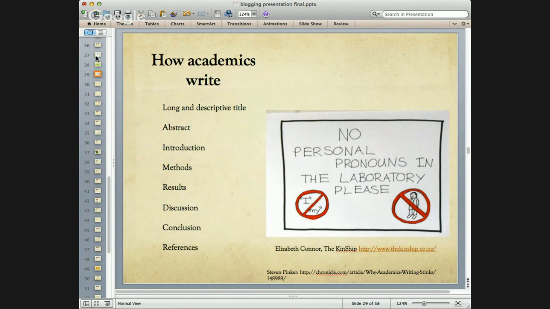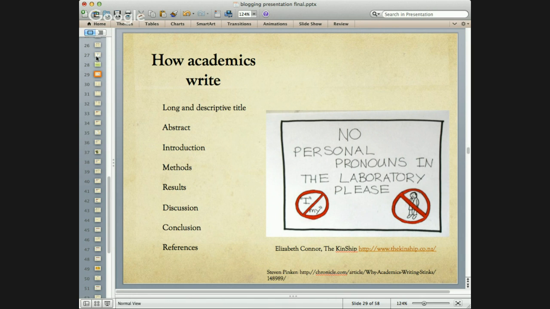So I wanted to just compare and contrast quickly how academics write versus how science bloggers write. Academics often start with a long and descriptive title in their research papers, for good reason, but still it's very long-winded. The abstract is the next part of the scientific paper, which is kind of a summary of the paper. You then move into an introduction, which is quite long, very detailed methods, results, discussion, conclusion, references. We're all pretty familiar with that, I'm sure.